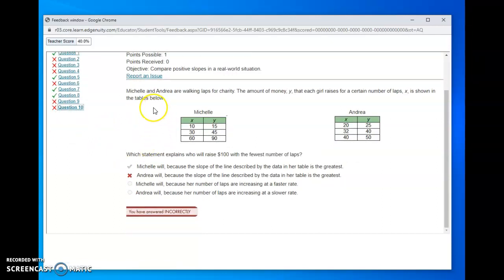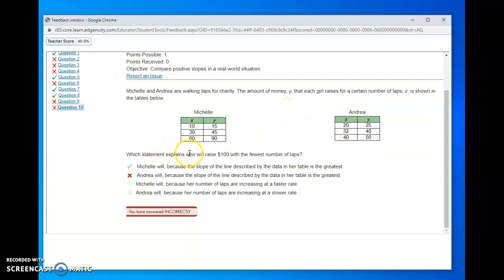Michelle and Andrea are walking laps for charity. The amount of money y that each girl raises for a certain number of laps is shown in the table below. Alright, so here, if I subtract these, 45 minus 15 is 30. 30 minus 10 is 20, so 30 over 20, so about $1.50. Andrea over here is about 15 over 12.